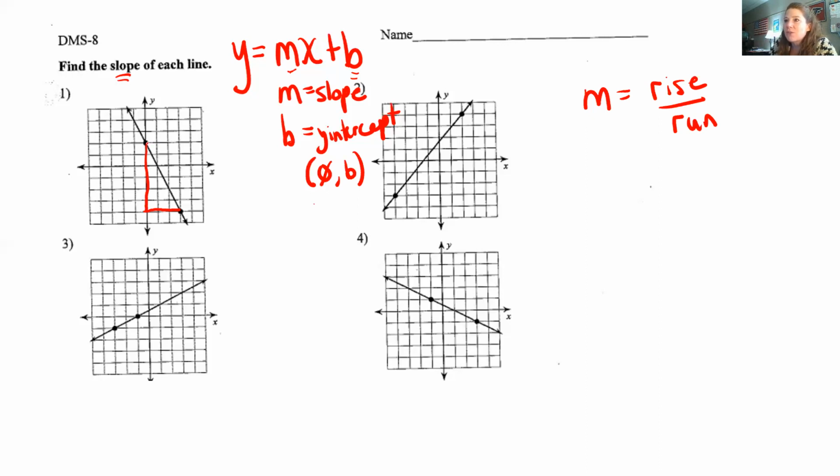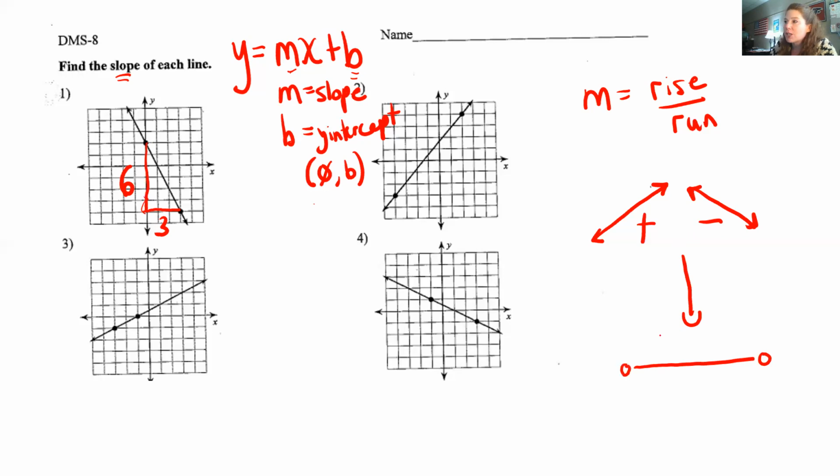So the rise goes from here to here, right? So 1, 2, 3, 4, 5, 6. The run goes this way. So 1, 2, 3. And remember, if you have a line that goes up and to the right, it's a positive slope. If it goes down and to the right, it's a negative slope. If you have a vertical line, you have an undefined slope. If you have a horizontal line, you have a 0 slope.